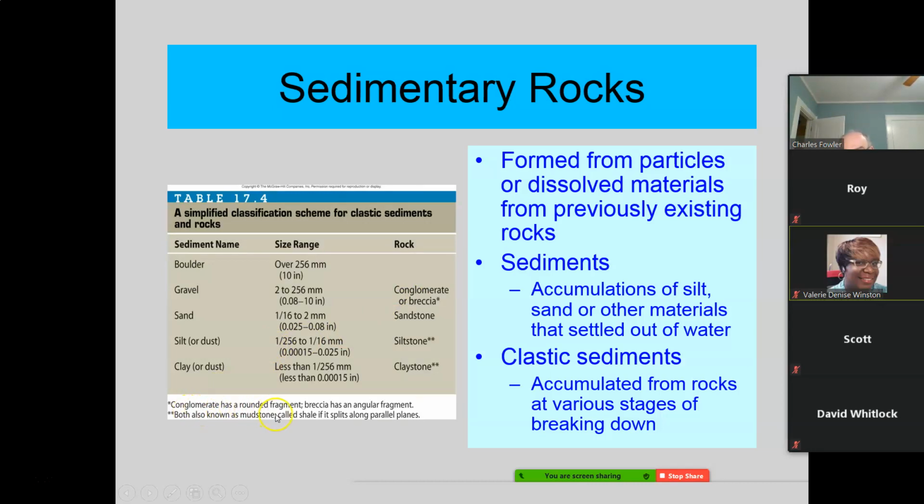Conglomerate has rounded fragments. Now these are gravel-sized fragments. Breccia or breccia has angular fragments. So I'll show you a picture of some breccia coming up. I don't think I have a picture of conglomerate. Okay, conglomerate, the gravel is rounded, which basically to me means it's undergone a lot of weathering by water, running through water, and it knocked off the angles. Breccia would have very sharp angles in the fragments.